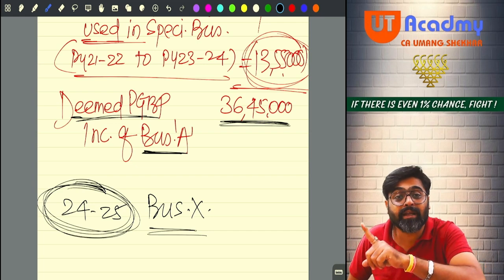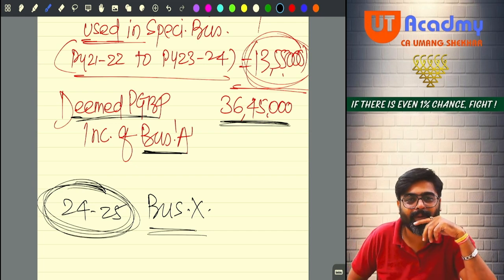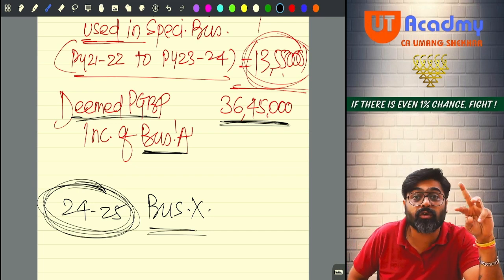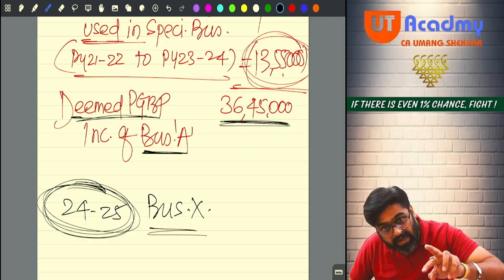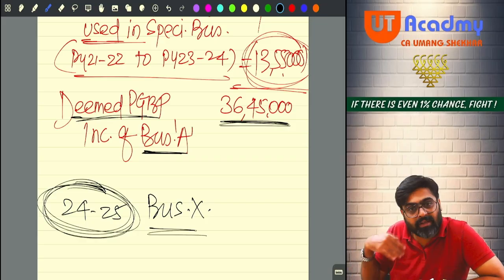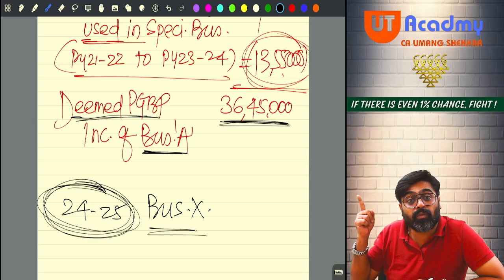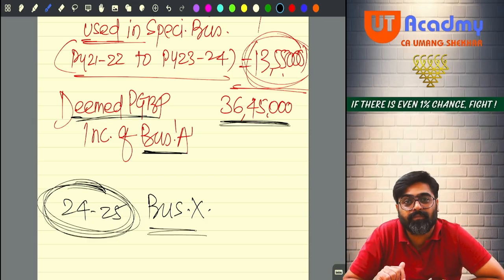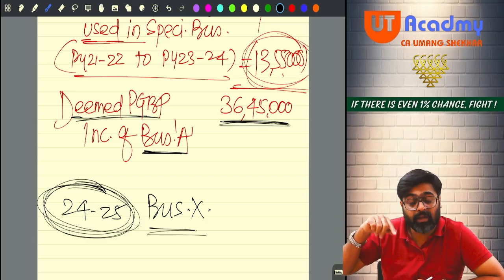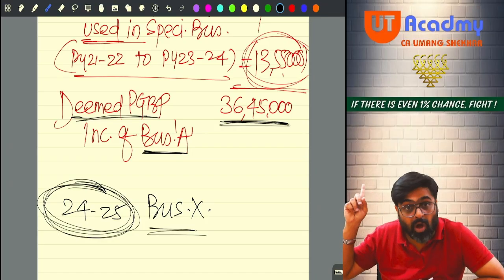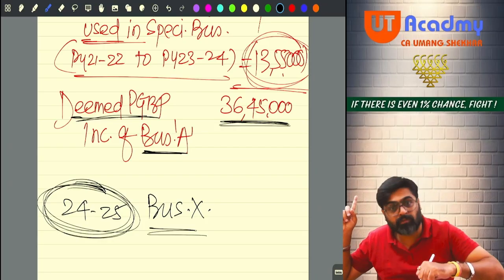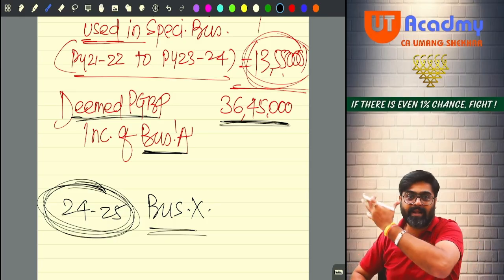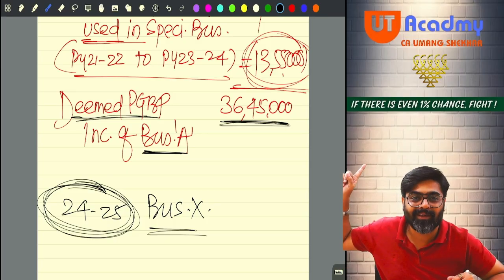It will be added to the block of building. Because it was a building which was used in specified business. Now that building is being used in business X. So business X will already have a block of buildings. In that block of buildings, this building brought from specified business will be added now. Additions to the block.